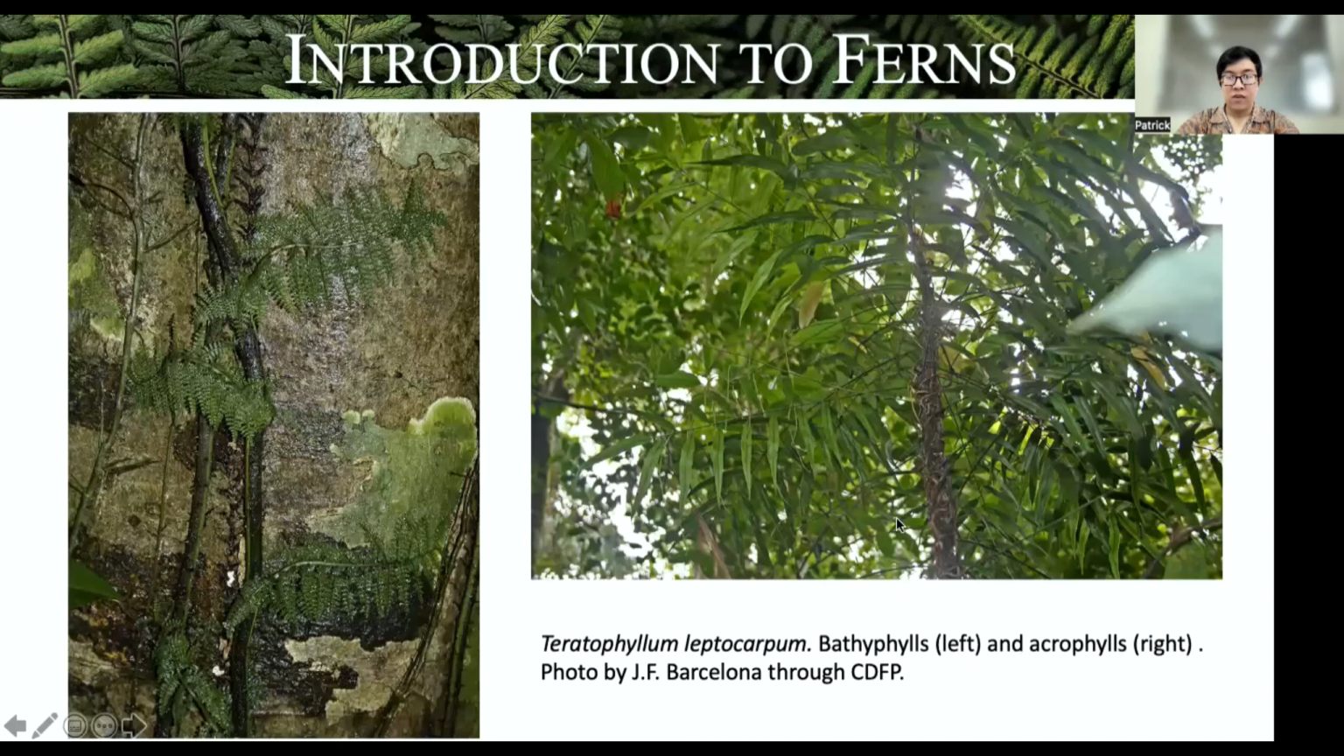A few so-called epiphytic ferns are actually climbers that originate upon the ground and grow up tree trunks. These lower leaves, called the barypils, are usually vegetative and are often different in form from those at higher levels, which we call the acropils, which are entirely or partly fertile and bear sporangia over their surfaces.